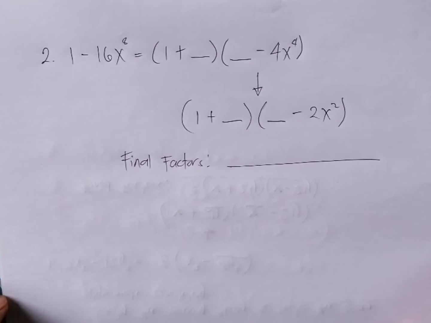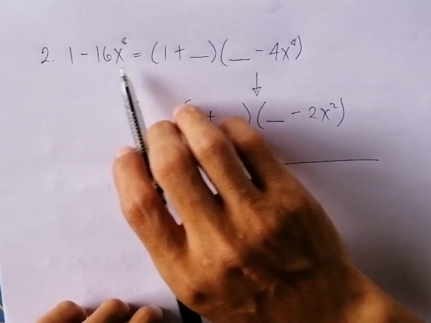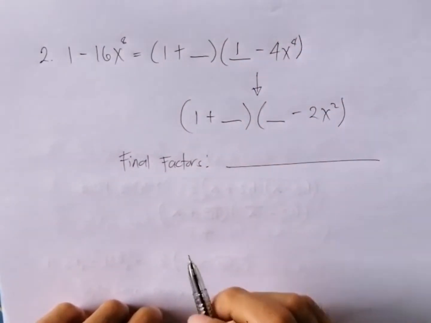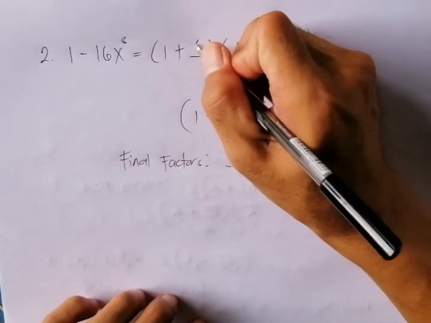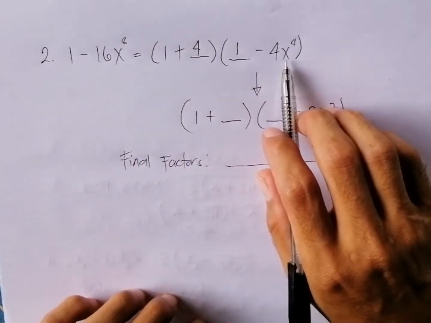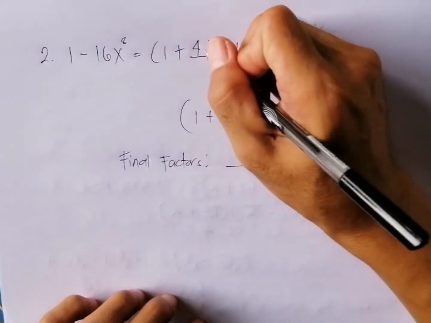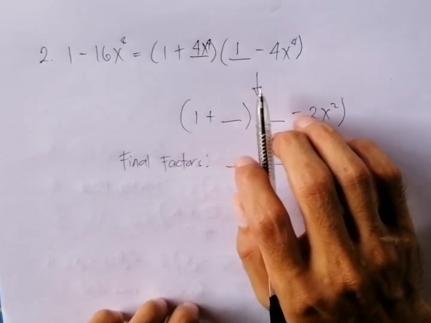Number 2, 1 minus 16x raised to the power of 8. So you have 1 divided by 1, that is equal to 1. Then 16 divided by 4, that is equal to 4. Then x raised to 8 divided by x raised to 4, that is equal to x raised to 4. Then find the factor of this binomial.